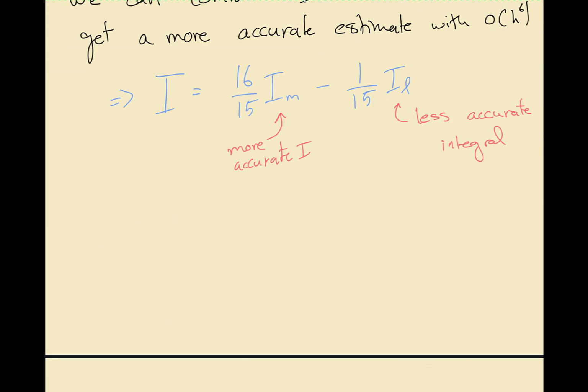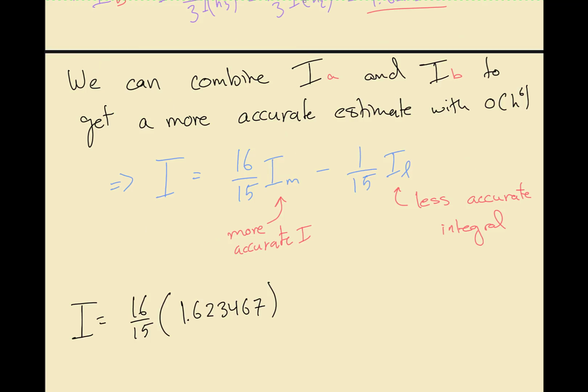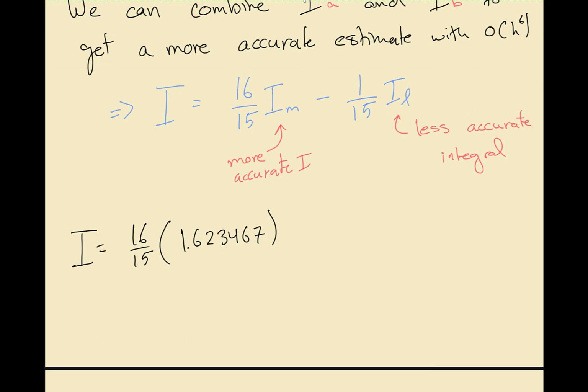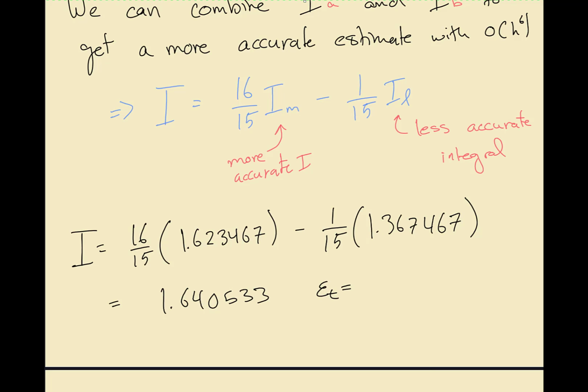So we're going to write I equals 16 divided by 15 times 1.623467, right, what we have up here, minus 1/15 times the other one, which is 1.367467. Do the math, you get 1.640533. Guess what's the estimated error? 0%. So we got an exact value.